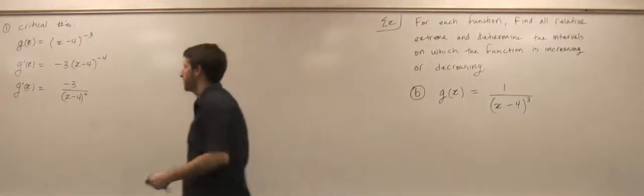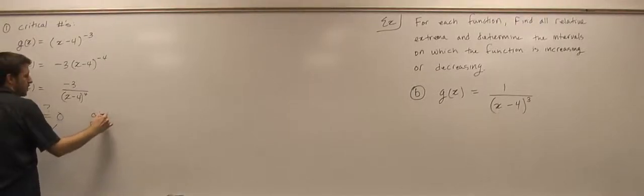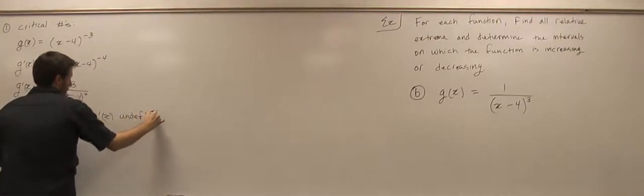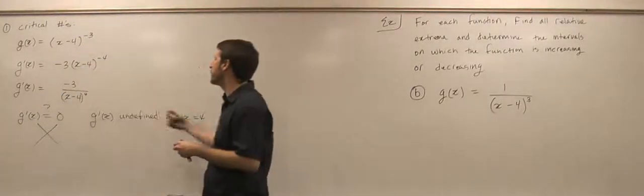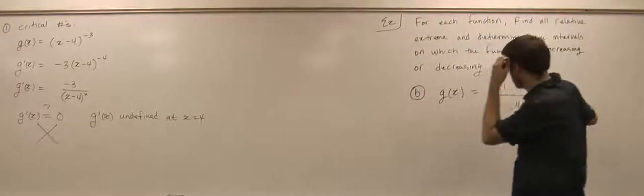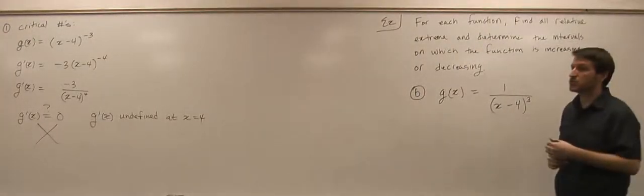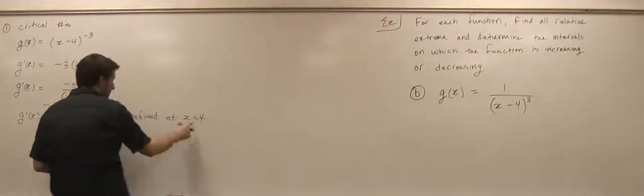So what happens here? Is g prime ever 0? No, right? Because the numerator is never 0. Is g prime undefined? At x equals 4. Yeah. Now here you have to be a little careful because x equals 4 is actually not in the domain of the original function. So technically speaking, I'm getting into a lot of technicalities, this is not a critical number.